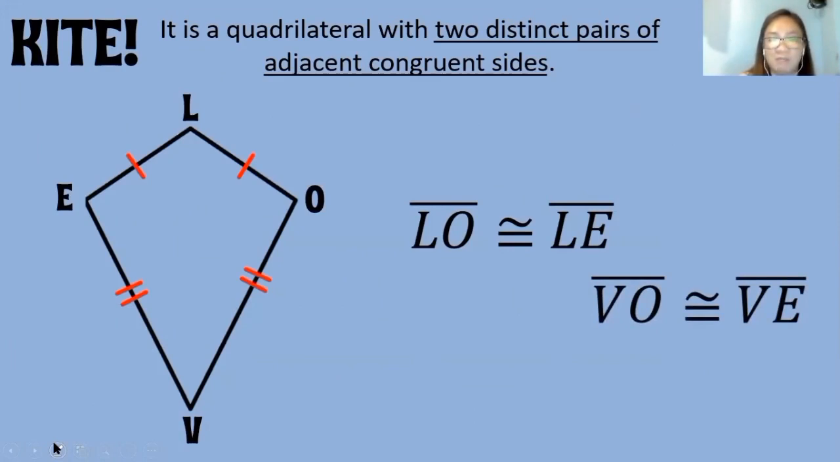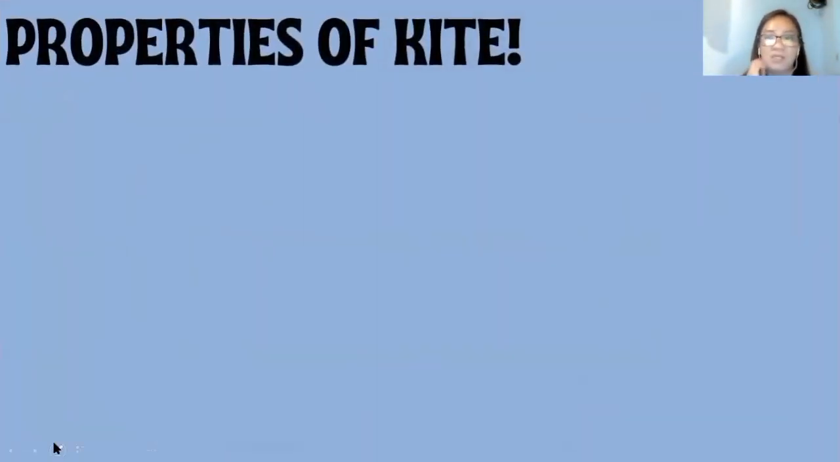Based on the tick marks, as you have observed, if they have the same number of tick marks, then they are congruent. Let us now proceed with the different properties of a kite.